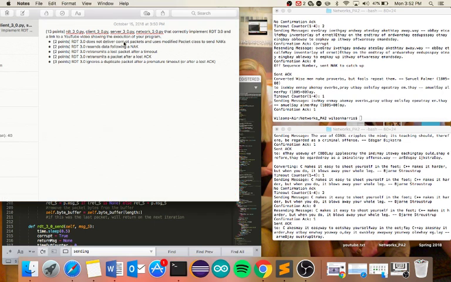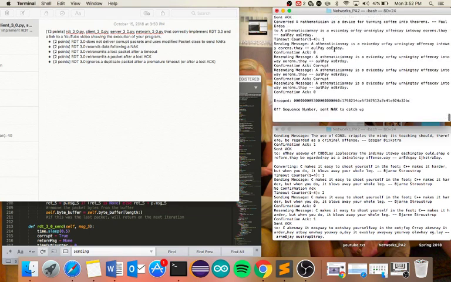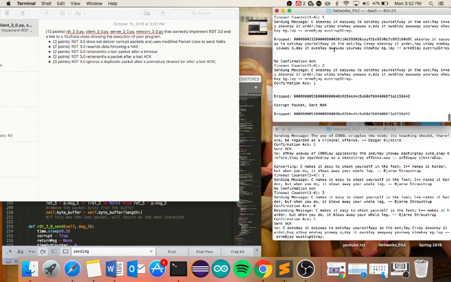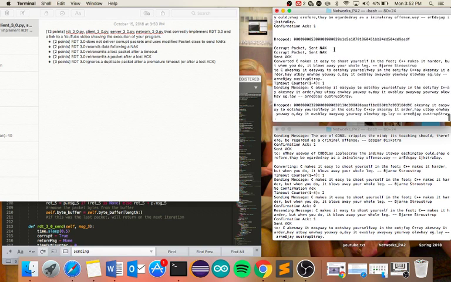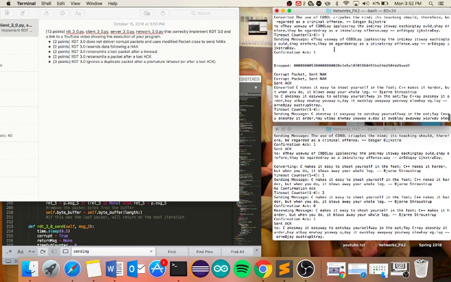Let me show you that we do not deliver corrupt packets. So let me find corruption on the server. So here we got a corrupt packet when we were trying to receive this C message. So we sent a negative acknowledgement because we do not want to resend corrupt packets. We wait until we get a good one, then we convert it. So that shows we do not deliver corrupt packets.